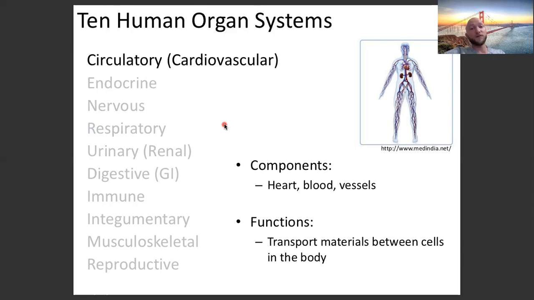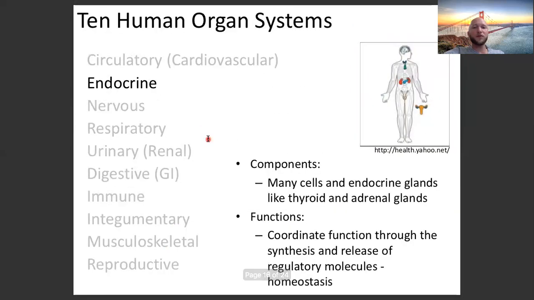Cardio refers to the heart. Vascular refers to vasculature. So cardiovascular is the heart and the tubes which the heart pumps blood through. Components: heart, blood, and vessels. Function: transport materials between cells of the body. That is what the circulatory system does. Next up, endocrine.